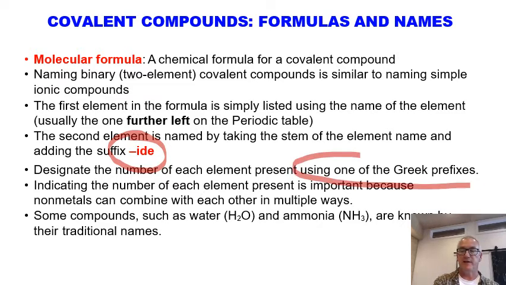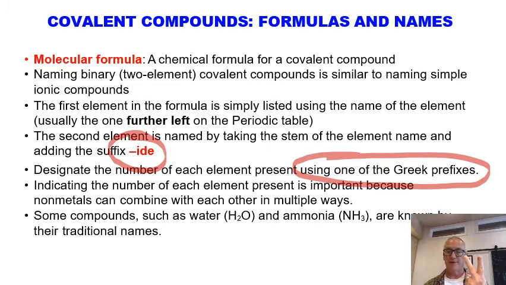We use the Greek prefixes. Mono, di, tri, tetra, penta, to say how many of each element there are going to be. For instance, if I say carbon oxide, you don't know whether I mean carbon monoxide with just 1 oxygen, or carbon dioxide with 2. It could be either one. So in order for me to convey that information to you, I would have to say carbon monoxide.